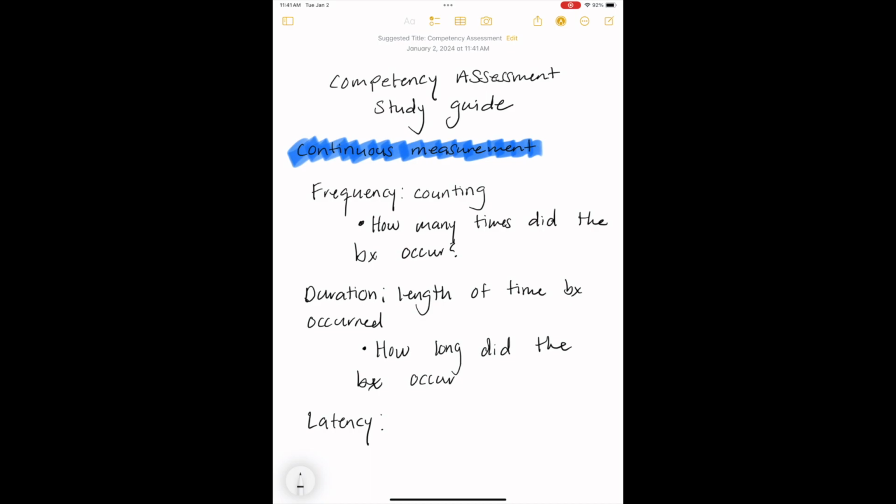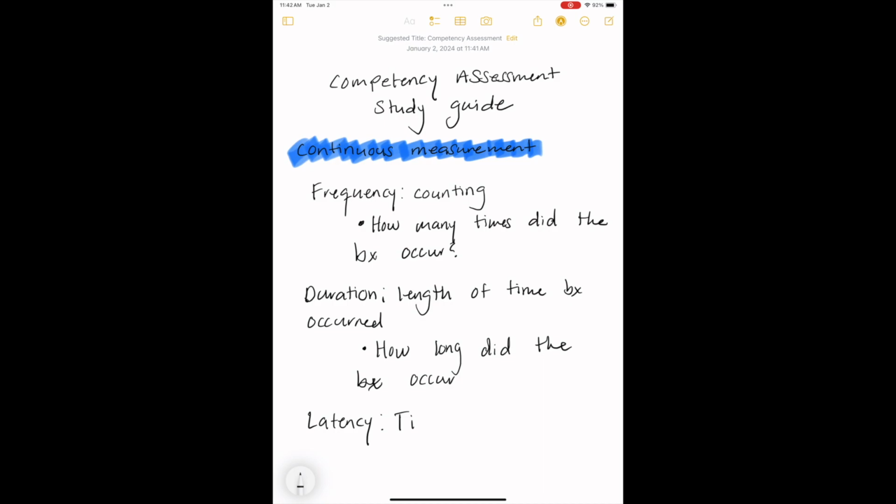Latency is the time between you give your SD, and an SD is a discriminative stimulus. So the time that you give maybe a demand or a command, the time between your command or your demand and when they respond. So it's the time between you tell the learner to do something and when they actually respond.